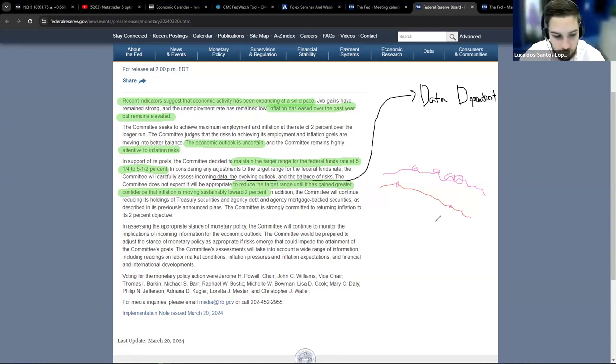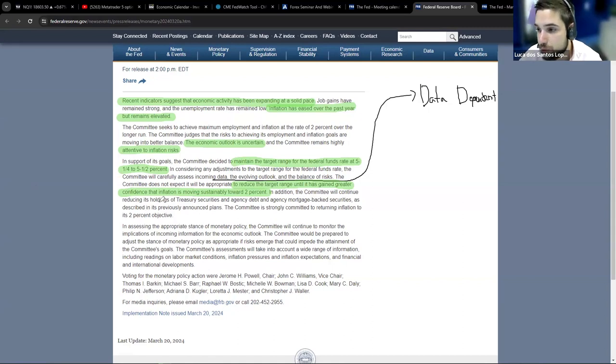Okay, now continue here. Let me take this drawing off. In addition, the committee will continue reducing its holdings of treasury securities and agency debt and agency MBS, so mortgage-backed securities. That's what made the 2008 crash, all right, guys? As described in its previous announced plans, the committee is strongly committed to returning inflation to its 2% objective. Of course they are, they always have to say that.